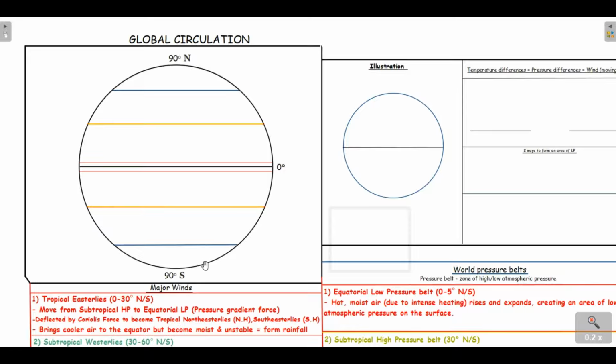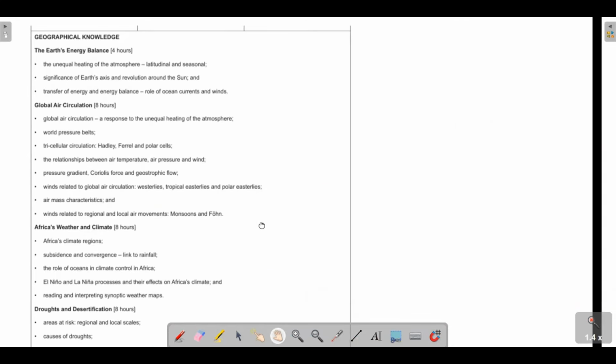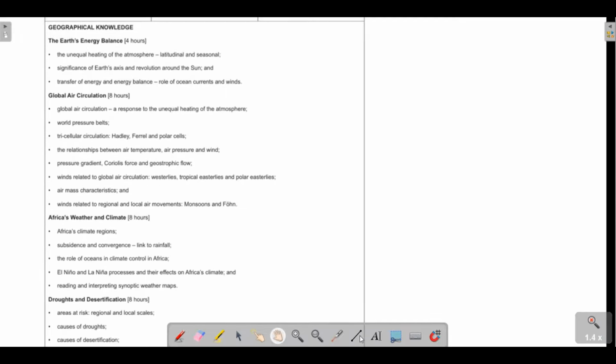Okay, so as you can see, in today's video, we'll be continuing with the grade 11 CAPS series, meaning which we'll be doing the global circulation. We'll be looking at the world pressure belts. We'll be looking at major winds and the relationship between temperature, pressure, and wind, which I've actually quite demonstrated a lot in the previous videos, I think. So it shouldn't be something new to you if you watched the previous videos. So as I said, we'll be covering the global air circulation in today's video.